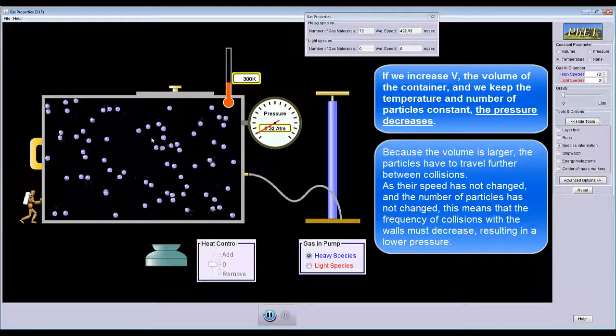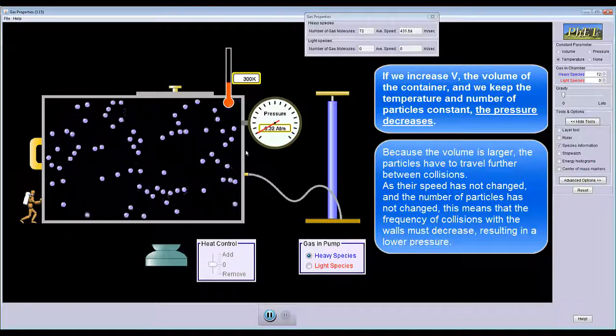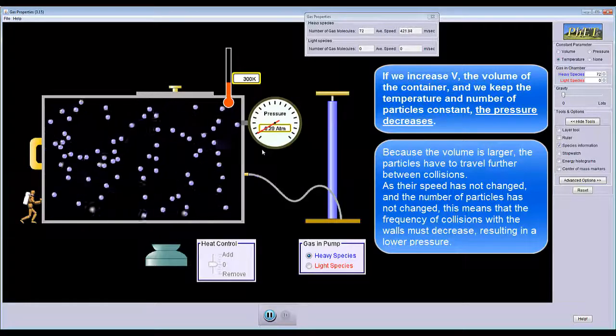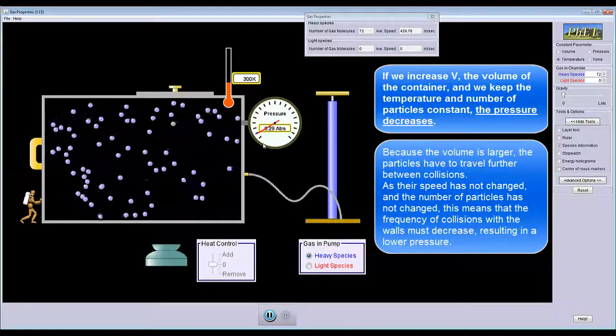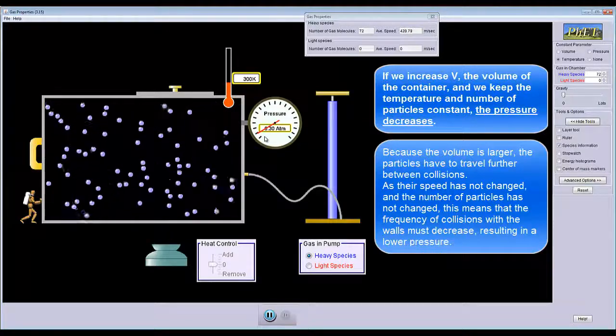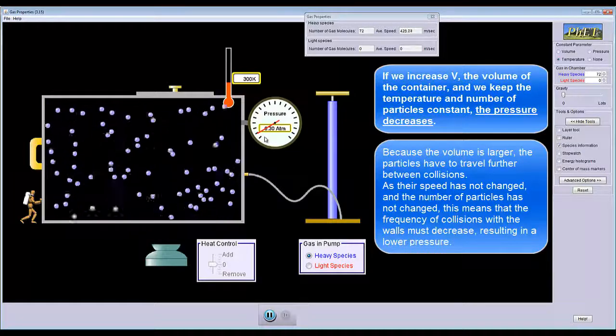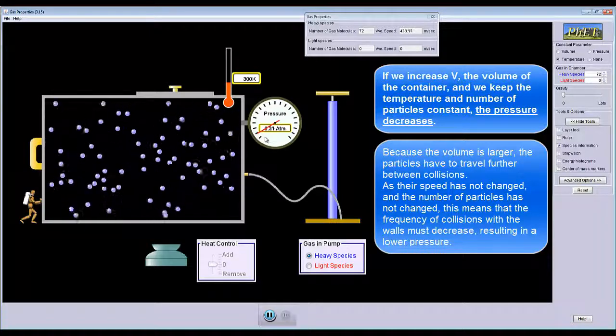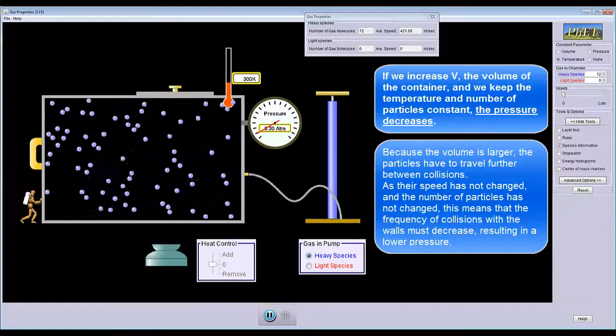each wall. And this results in the relationship between volume and pressure at a constant temperature. If we increase the volume, the pressure will decrease. So pressure and volume are inversely proportional if temperature is maintained, if temperature is kept constant.